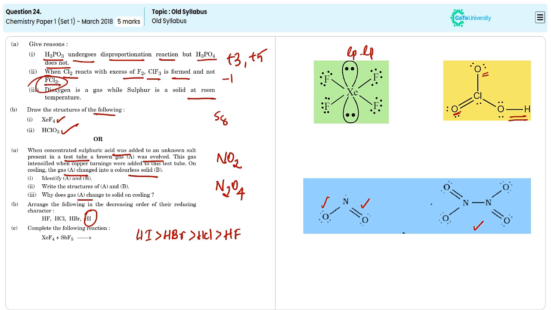In the last question, we have to complete the given reaction. Here we could see xenon tetrafluoride reacting with SbF5. Then the product is a complex. It contains xenon surrounded by 3 fluorine atoms and antimony surrounded by 6 fluorine atoms. So this will be the complex which is produced by the reaction.